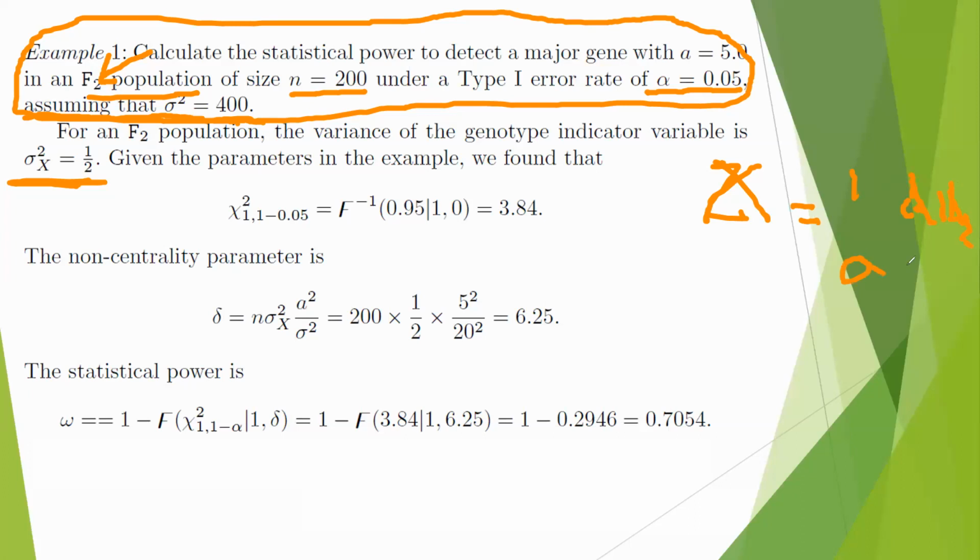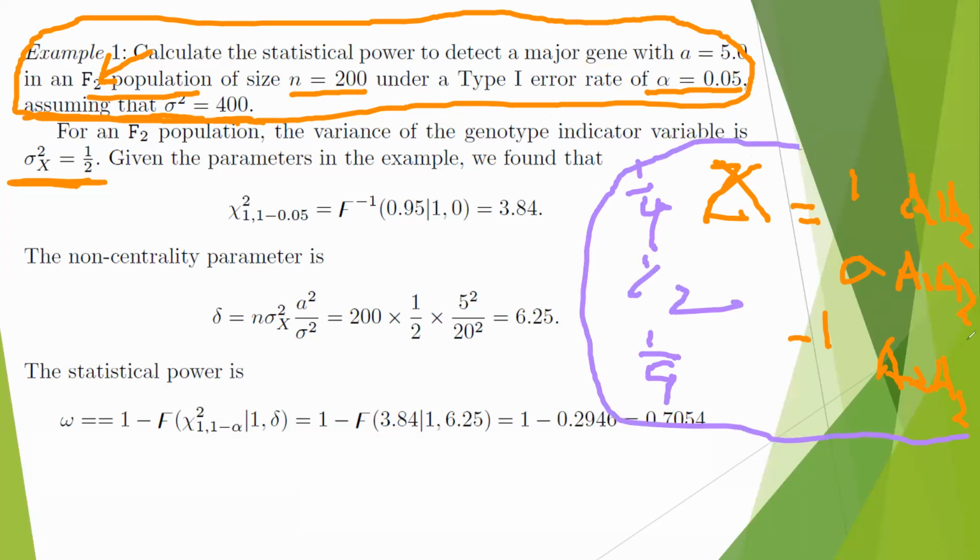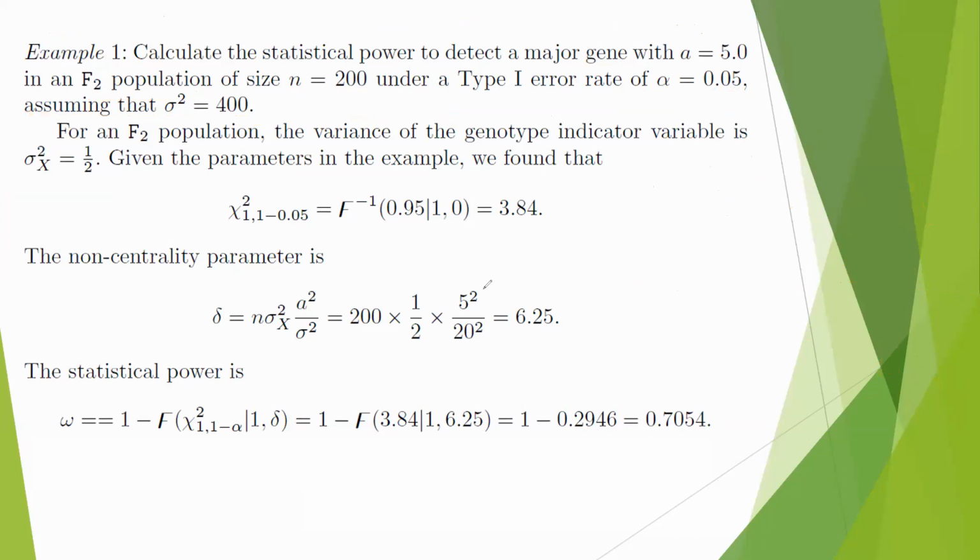And 0 for A1, A2. And minus 1 for A2, A2. And this is the F2 population. So the associated probability for these will be 1/4, 1/4, and 1/2, right? Okay, so based on this information, you can easily calculate the variance equals 1/2. So this is very important.